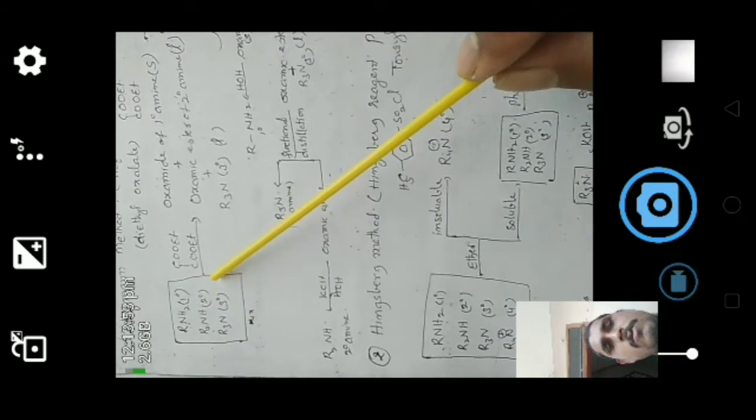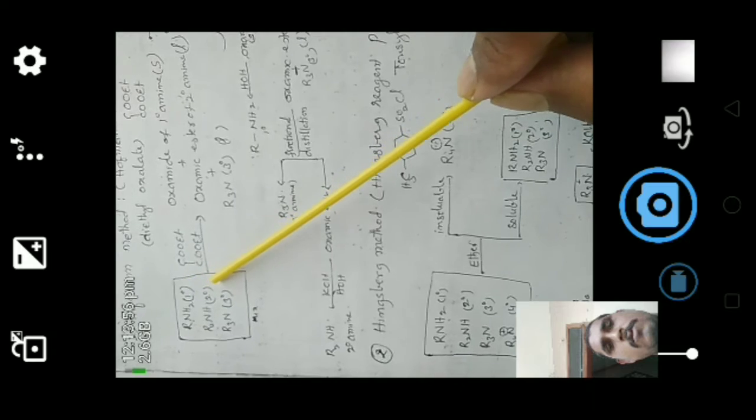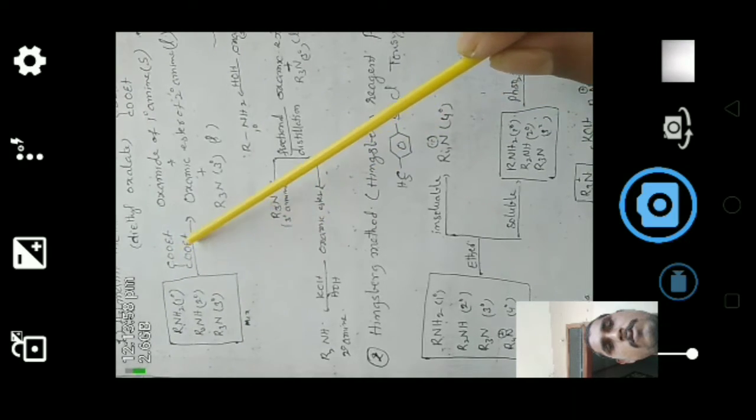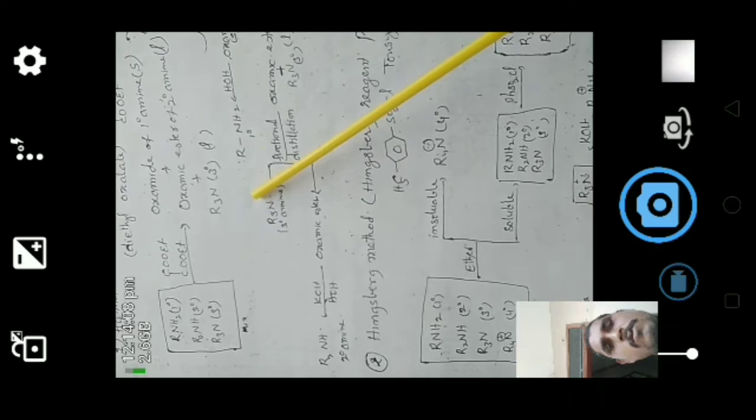Again repeating, when we react the mixture of amines with diethyl oxalate, we get oxamide of primary amines, which is solid, oxamic ester of secondary amines, which is liquid, and tertiary amines, which are also liquid. So when we filter this mixture, the primary amine is obtained by filtering it out and treating with water. Then the second part is the oxamic ester liquid and tertiary amine liquid.